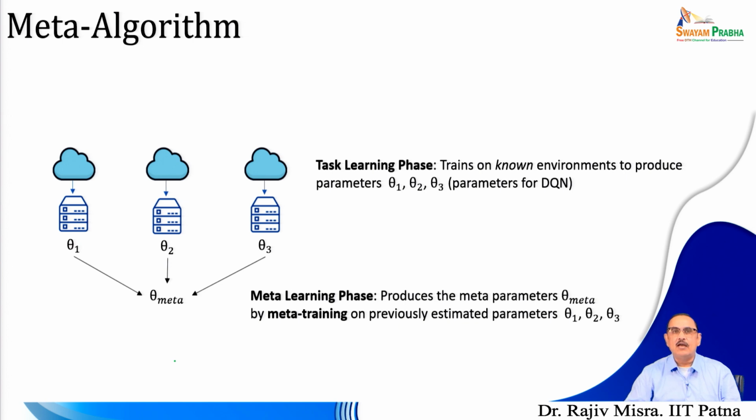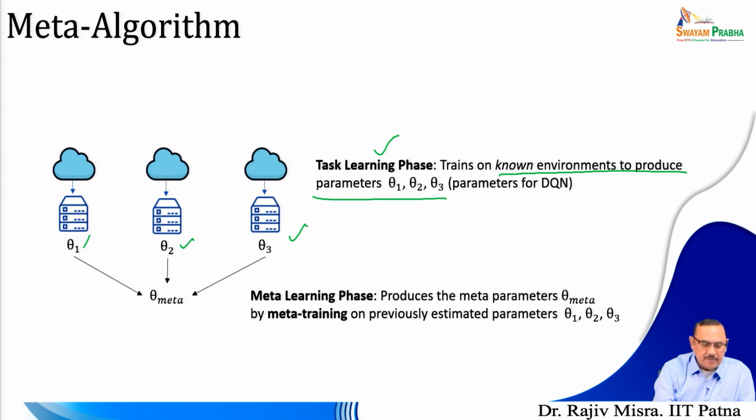So, let us see about the meta algorithm. The meta algorithm has the following phases. First is the task learning phase, which trains on a known environment to produce the parameters, let us say theta 1, theta 2 and theta 3. So, these parameters are obtained by DQN. So, this is an edge and this is the cloud.